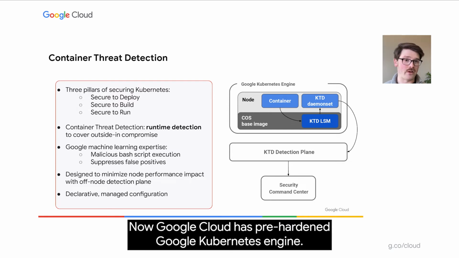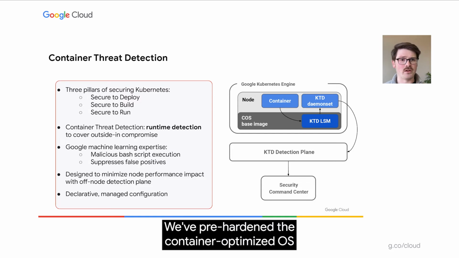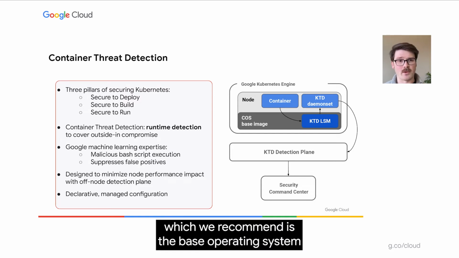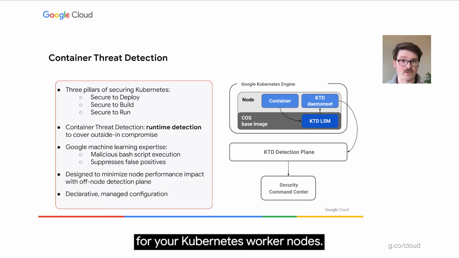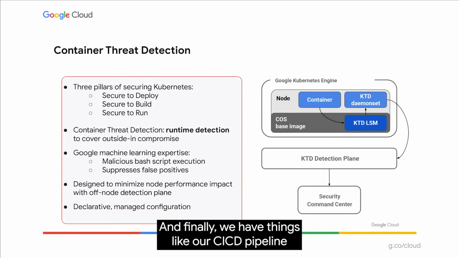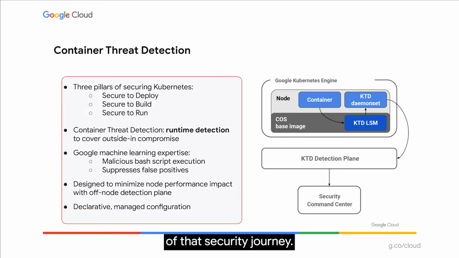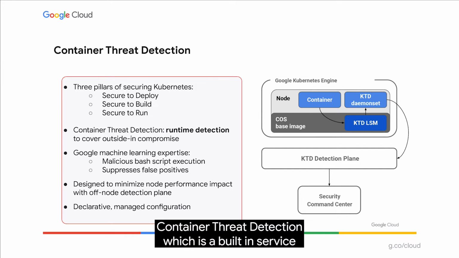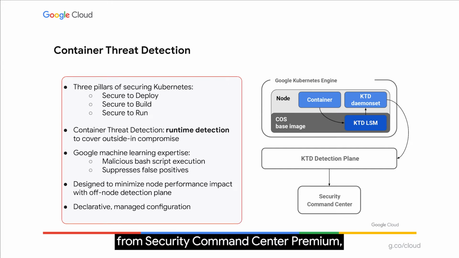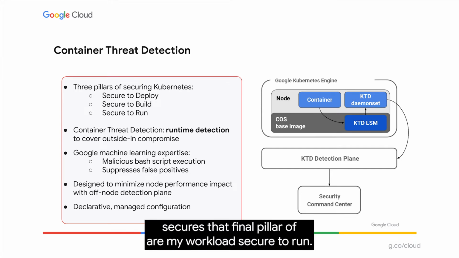And now Google Cloud has pre-hardened Google Kubernetes Engine. We've pre-hardened the Container-Optimized OS, which we recommend is the base operating system for your Kubernetes worker nodes. And finally, we have things like our CI/CD pipeline and binary authorization to secure the deployment part of that security journey. Container threat detection, which is a built-in service from Security Command Center Premium, secures that final pillar of, are my workloads secure to run?